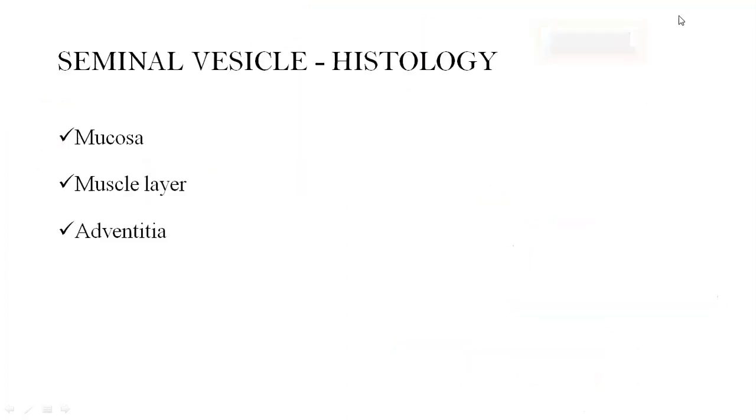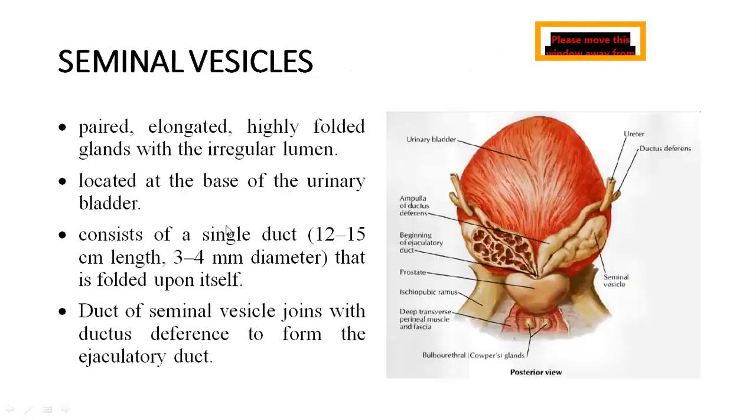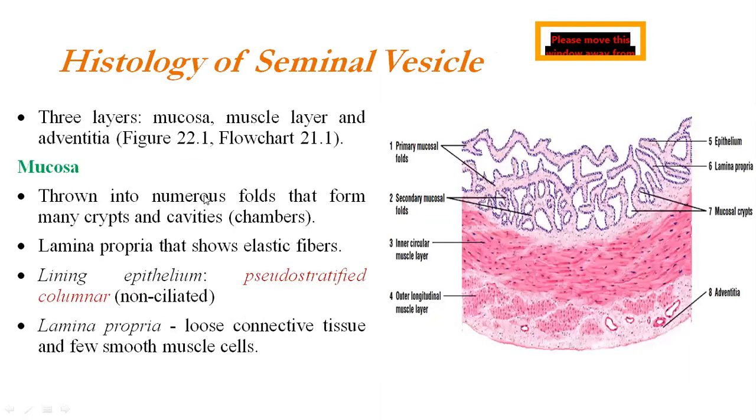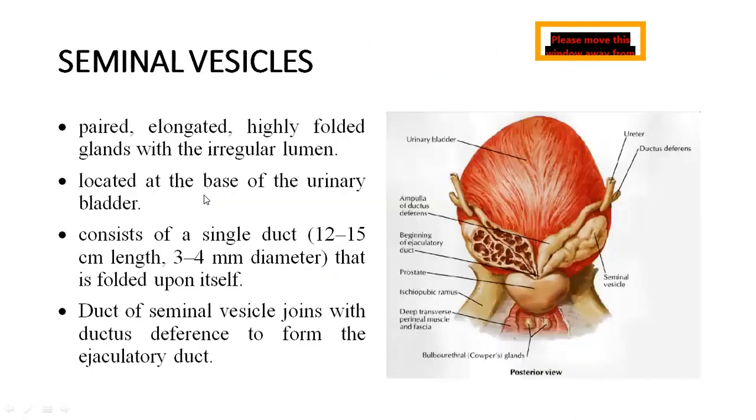Now let us start with the histology of the seminal vesicle. We will see here also the mucosa, muscle layer and adventitia. If you remember, even in the vas deferens we had the same layers. Now let us see the seminal vesicles. They are paired, elongated, highly folded glands with an irregular lumen, located at the base of the urinary bladder.